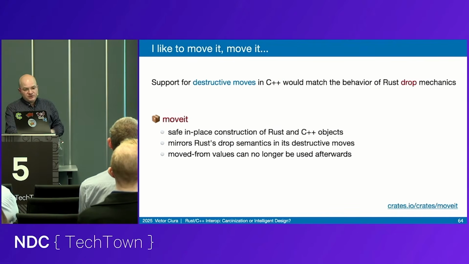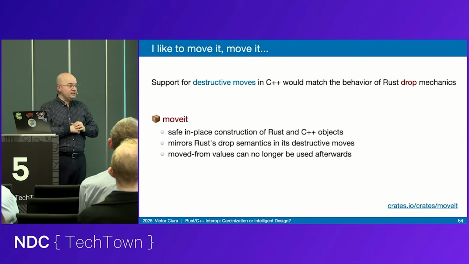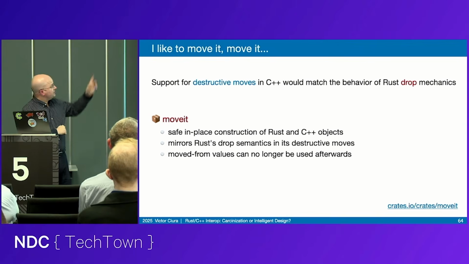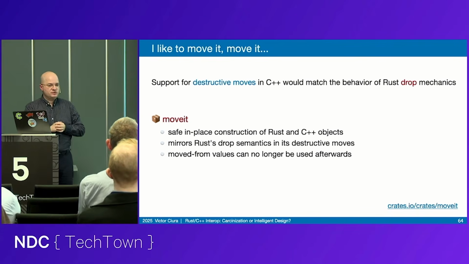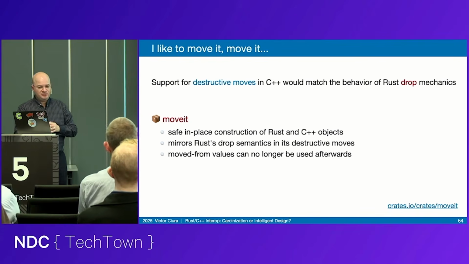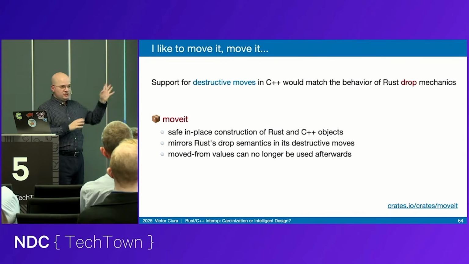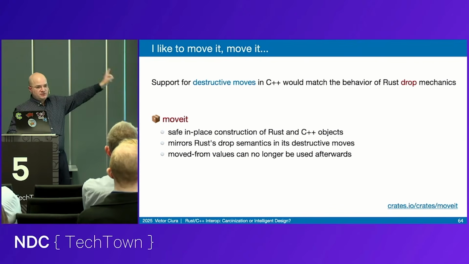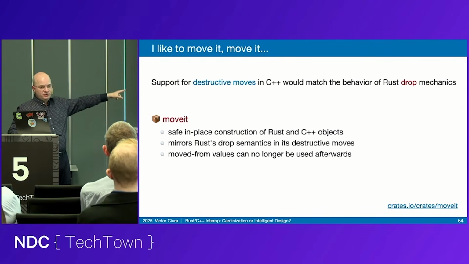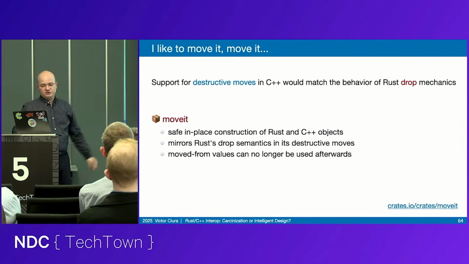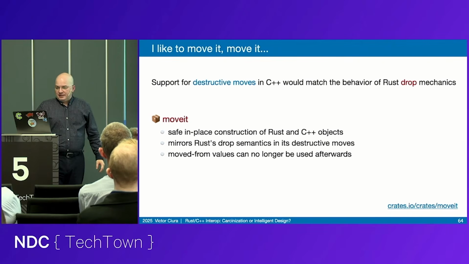So really what we need is something like a destructive move in C++. There's a way to fake it now if you're impatient. There's the moveit crate. I don't know if you're familiar with it. It offers some nice tools that you can use to deal with in-place construction of C++ and Rust things. So if you need, just look up the docs for this crate. They're pretty well written. It's not a complete story, but it's a nice crutch that you can use in the interim.